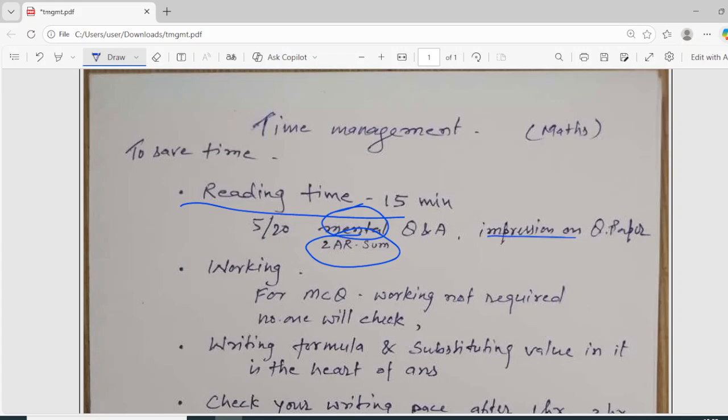And for writing, you can mark an impression on the question paper with your nail or any way you find or devise.